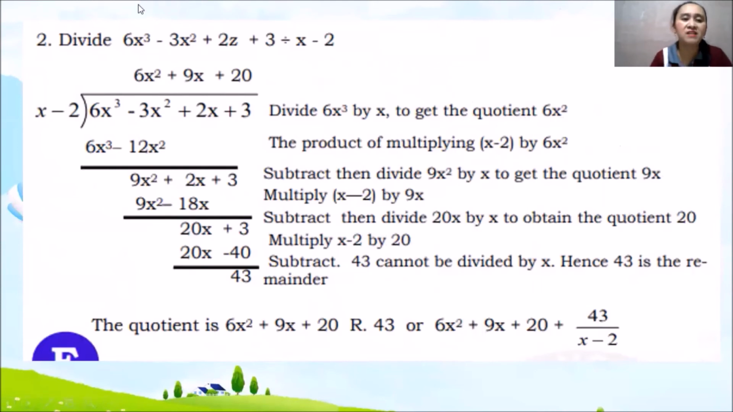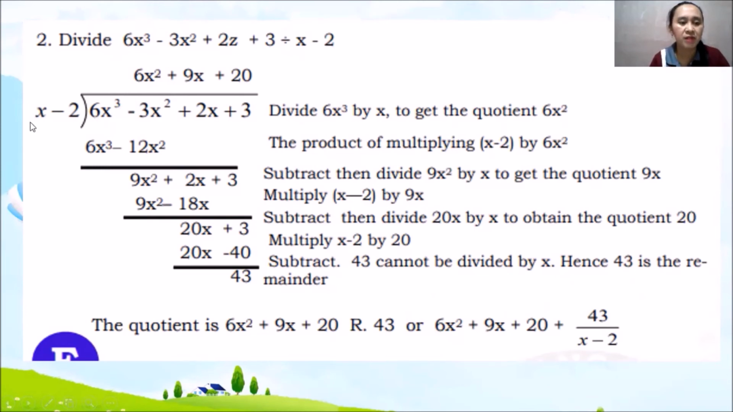Divide 6x cubed minus 3x squared plus 2x plus 3 divided by x minus 2. Again, observe natin ang dividend. X cubed, x squared, x constant. So, naka-arrange siya in descending order. And step number 2, we divide the first term by the first term of the divisor.